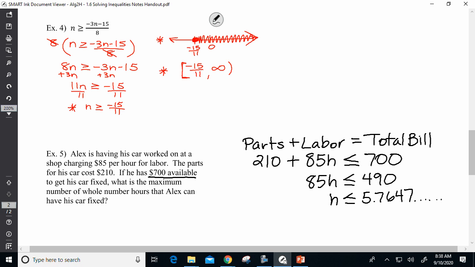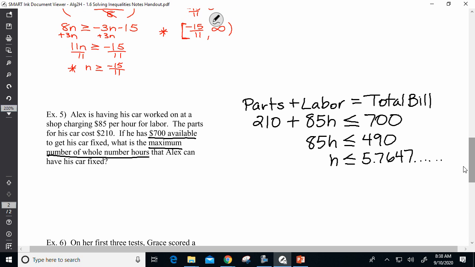So that's more or less your exact answer, but think about what they asked you in the problem. What is the maximum number of whole number hours? Whole number hours is a whole number: 5, 6, 7. So 5.76 is between 5 and 6.